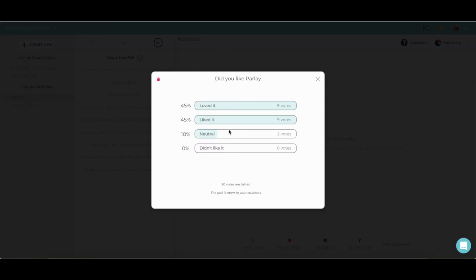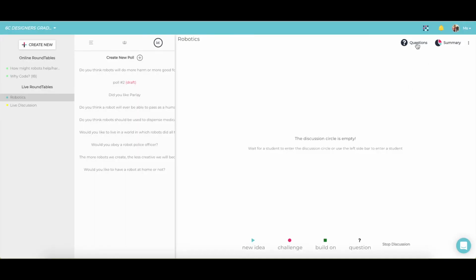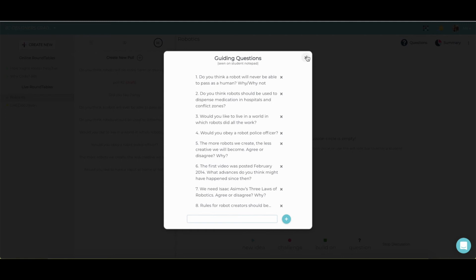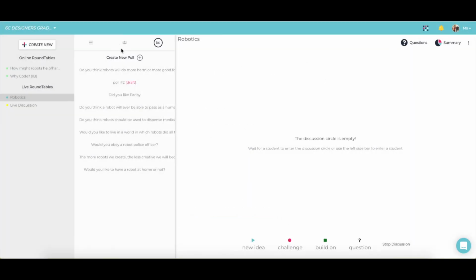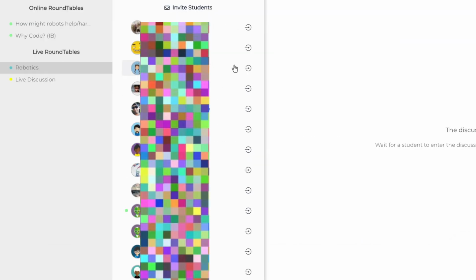And you can see two voted neutral, but most people said they loved it or they liked it. So I'm thinking for the neutral people, it might be those who have English as a second language, maybe those that are quite shy. So what's really cool is I can see all the questions that I gave students. So when they're logged in on this side, they can actually see some questions and they have a notepad where they can write their responses, which I think is pretty cool.